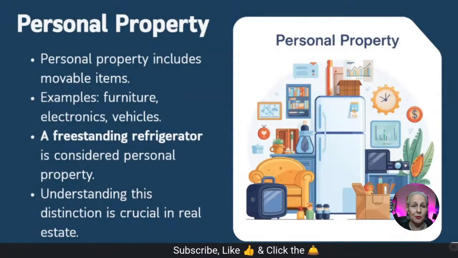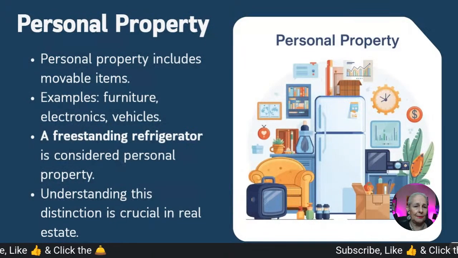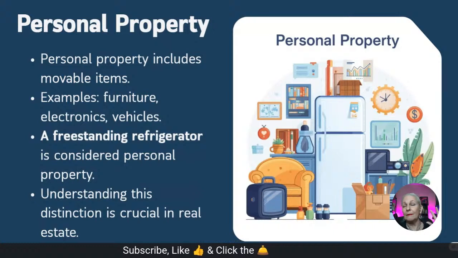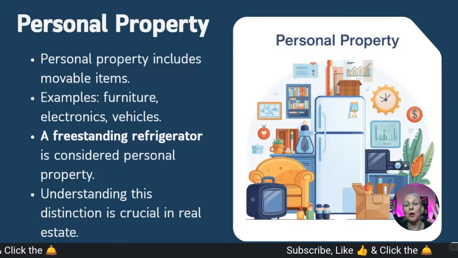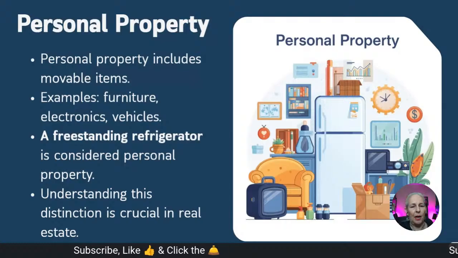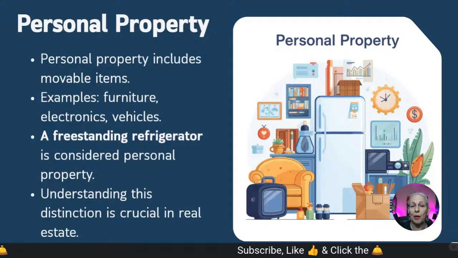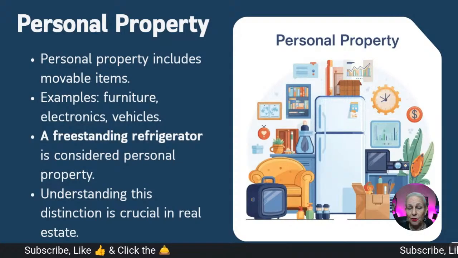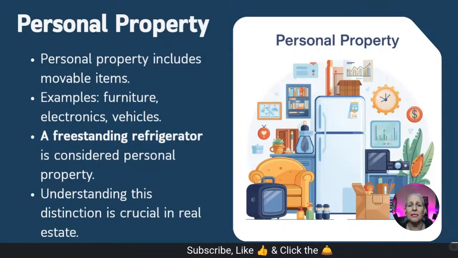So what is personal property? Well, you see on the picture, right? All that is personal property. Personal property includes movable items. Sometimes the refrigerator is built in. You can't move it. Built-in cabinets, built-in library. So those are permanent fixtures. Examples of movable items: furniture, electronics, vehicles. A freestanding refrigerator is considered personal property. Also a freestanding stove, range, anything that is freestanding then can be taken and is considered personal property.